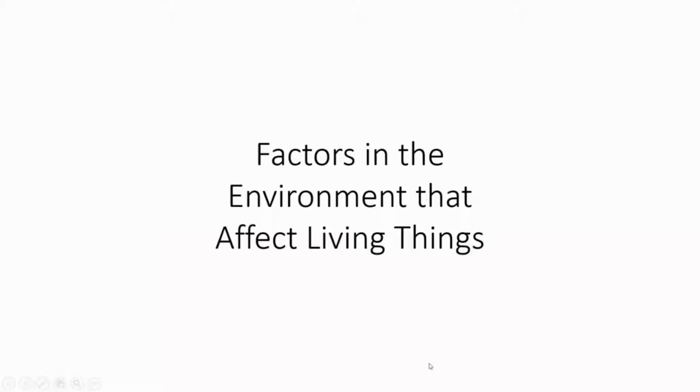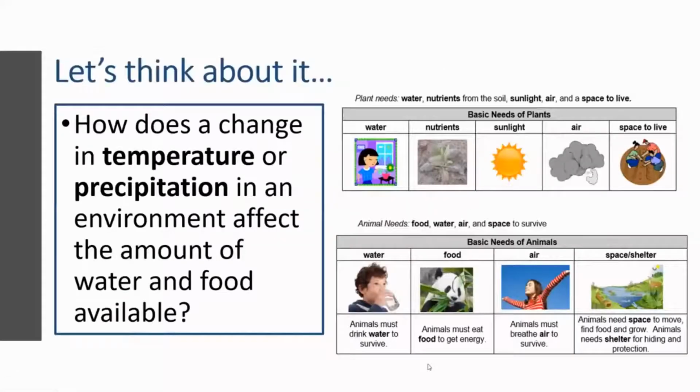Factors in the environment that affect living things. How does a change in temperature or precipitation in an environment affect the amount of water and food available? We know that an environment includes the living and non-living things in an area, and plants and animals are the living things. They both have basic needs. Plants need water, nutrients, sunlight, air, and space to live. Animals need water, food, air, and space or shelter. Environments help plants and animals meet their basic needs.